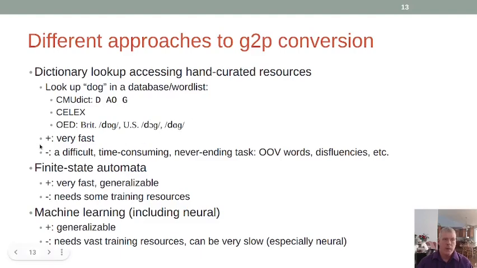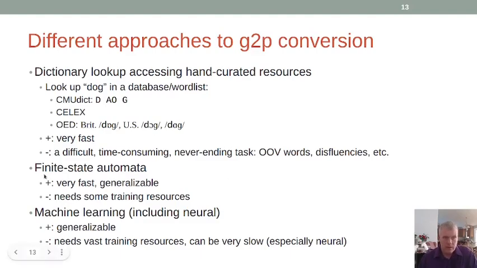This is very fast. That's a positive thing, but it's very difficult and time consuming to actually create these. And again, it's like a never ending task because there are always new words and proper nouns that aren't listed. There are always these OOV, which is out of vocabulary words, and there are disfluencies that aren't listed, right? So it's fast, but difficult to create and maintain, and really an impossible task to know beforehand what words you're actually going to need, right? Those out of vocabulary words are always there.